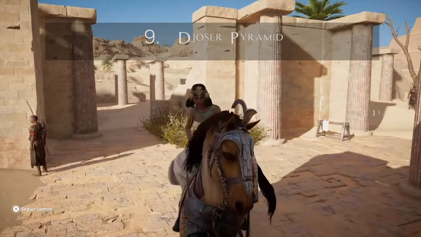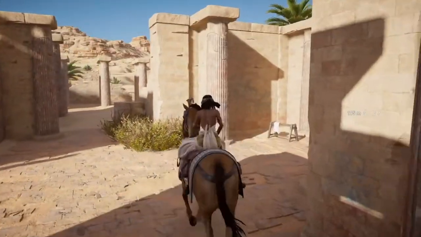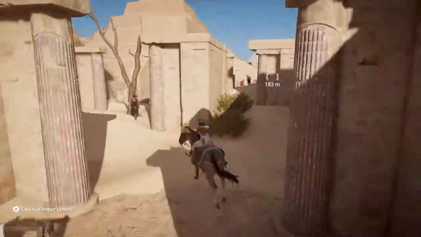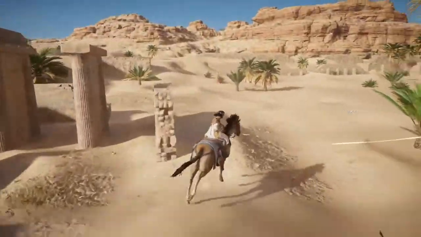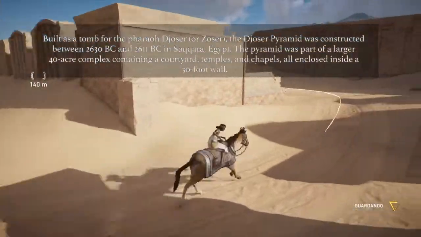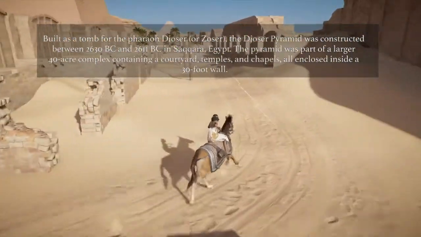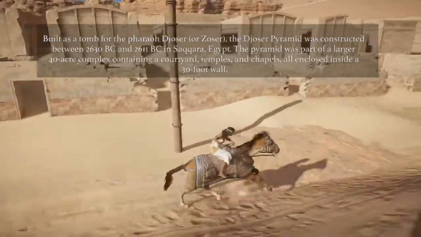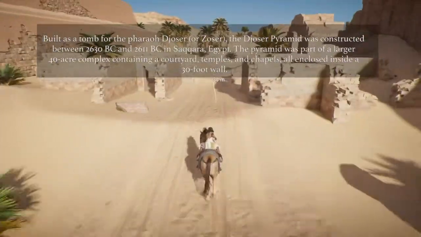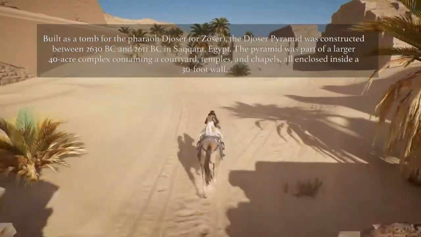All of these fundamentals mentioned above led the culture to evolve and transform itself into one of the greatest civilizations, and one of the first glimpses of this was the construction of the Djoser Pyramid, the first building of its kind that created a path for a new era. It was built as a tomb for the pharaoh Djoser, or Zoser. The Djoser Pyramid was constructed between 2630 BC and 2611 BC in Saqqara, Egypt.